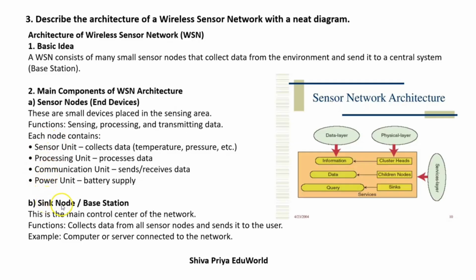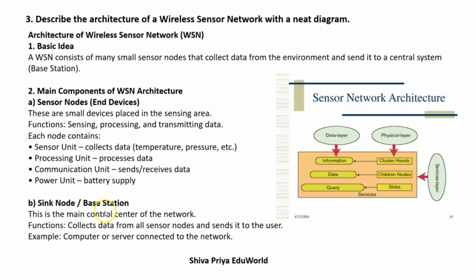And the sink node or base station is the main control center of the network. What will it do? It collects the data from all sensor nodes and sends it to the user. Whatever is collected from the sensor nodes, it will send back to the user. For example, a computer or server connected to the network.